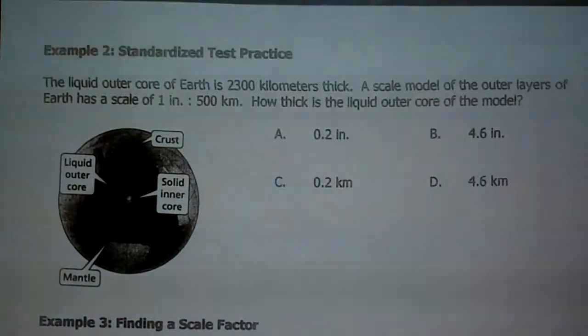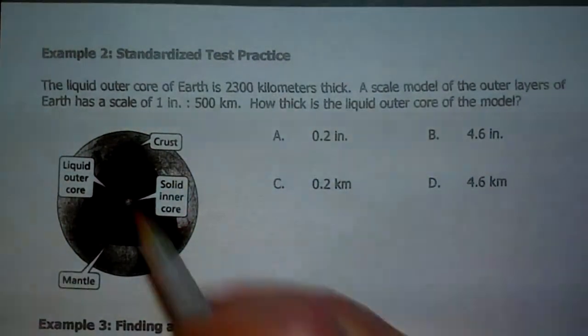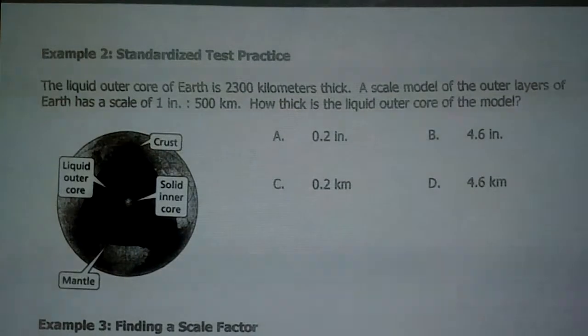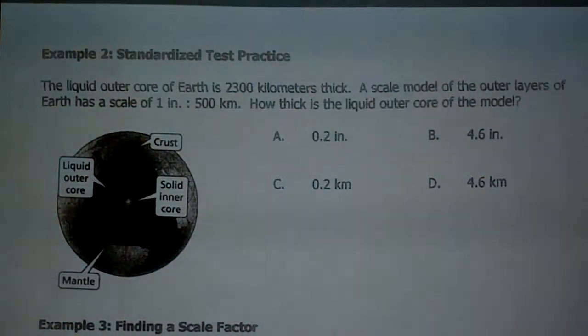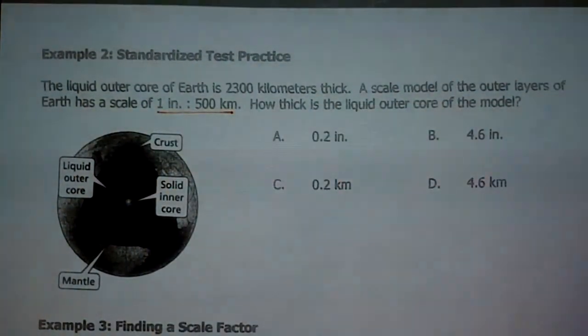All right, so you might see a question like this, and I need you to understand that you solve this the same exact way we just did the map one. Here's the Earth. The liquid outer core of Earth is 2,300 kilometers thick. A scale model of the outer layers of Earth has a scale of 1 inch equals 500 kilometers. How thick is the liquid outer core of the model?